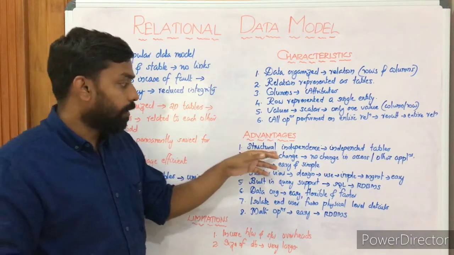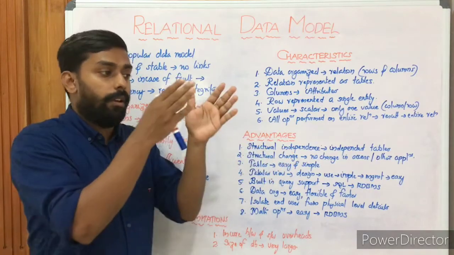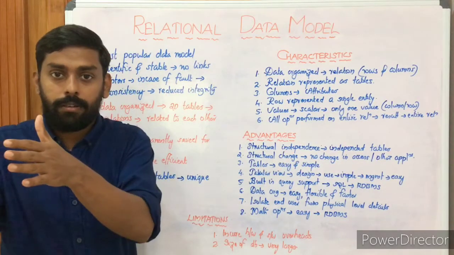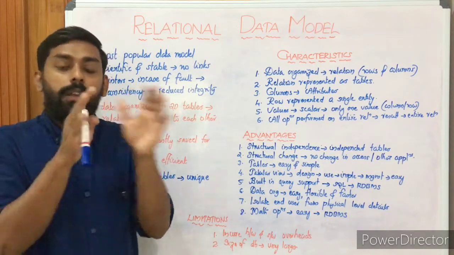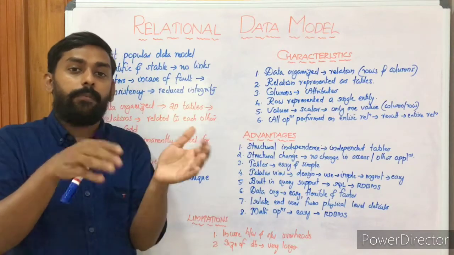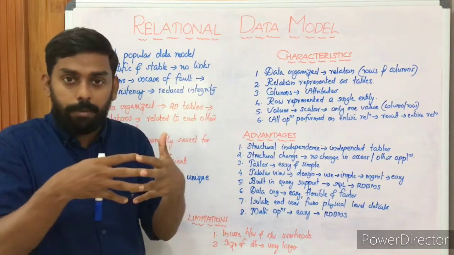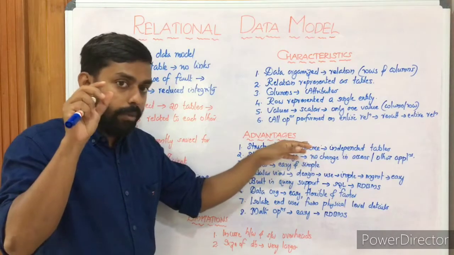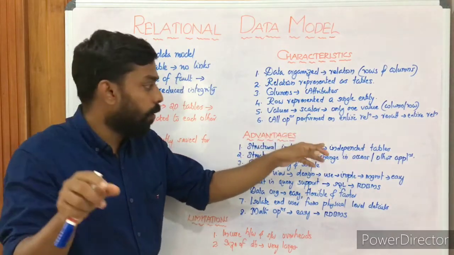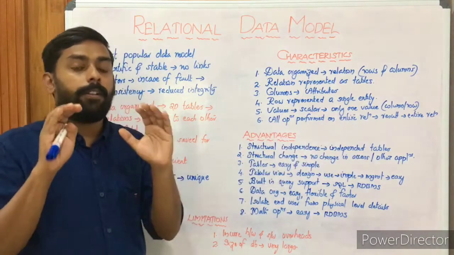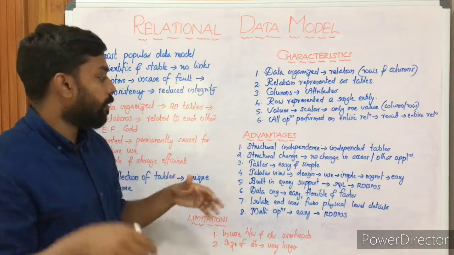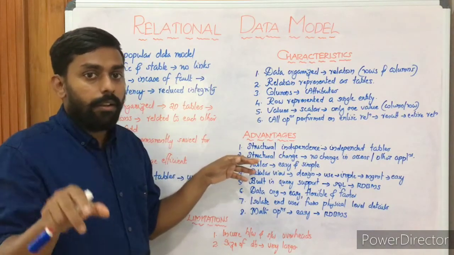So structural independence means we will have multiple tables. But if you want to fetch information from more than one table, you'll have to connect these tables. So these are independent tables, but at the time of implementing, you'll have to connect them. Physically, though, these are independent.